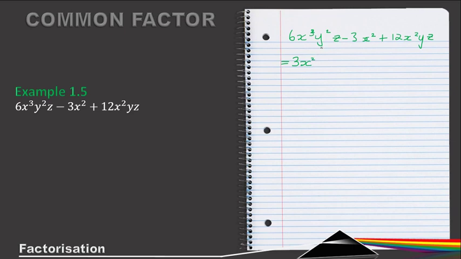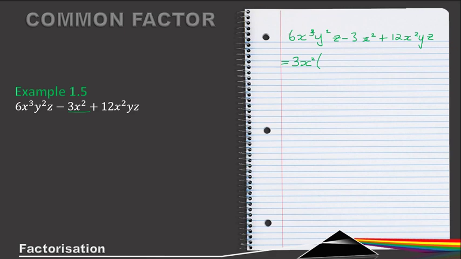And then I've got a y squared, and this term does not contain a y. So that means I can't take out a y at all. And then for the z, the middle term also does not contain a z. So I cannot take out a z. So that's what I can take out at most from each of these terms.